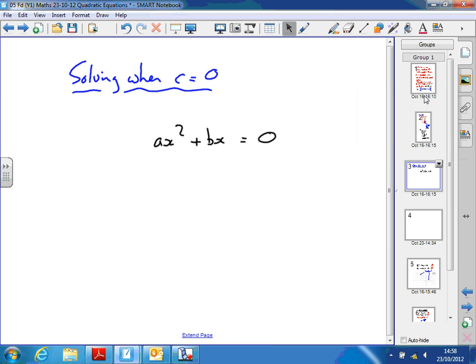To solve situations like this where there's no c, again, there's an easy shortcut, because if we look at these two terms, they both involve at least one lot of x. If I had a c there as well, then I wouldn't be able to do this, because there isn't an x in the c term. But because there's an x in both of these terms, I can factorize. Take x outside a bracket, leaving ax plus b inside the bracket. And we end up with x times (ax plus b) equals 0.